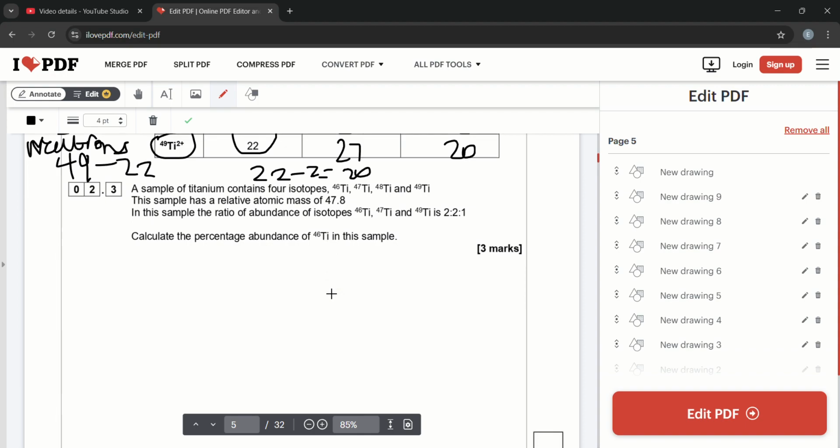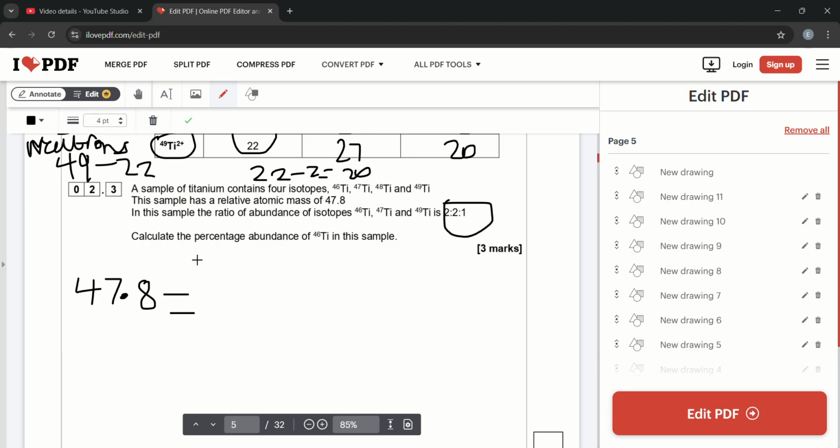And then 2.3, a sample of titanium contains 4 isotopes. The sample has a relative atomic mass of 47.8. In the sample, the ratio of abundance is 2 to 2 to 1. Calculate the percentage abundance of 46 Ti in this sample. So we know we've got 46, 47, 48 and 49. Now the good thing about 46, 47 and 49 is we know the ratio.